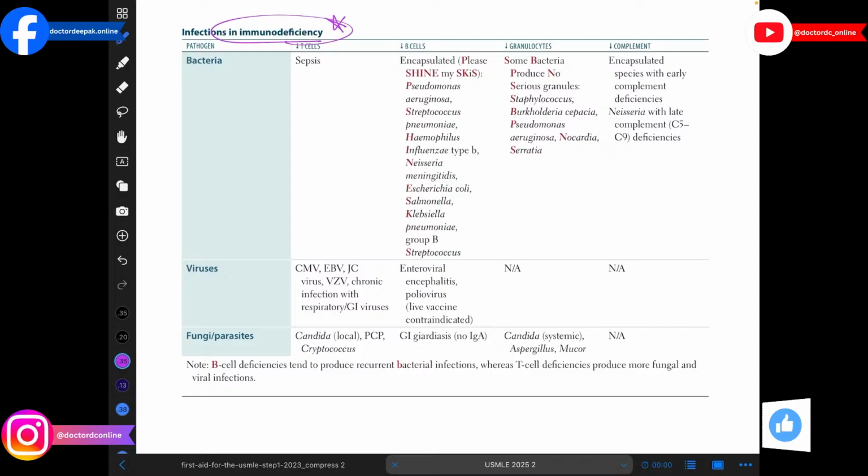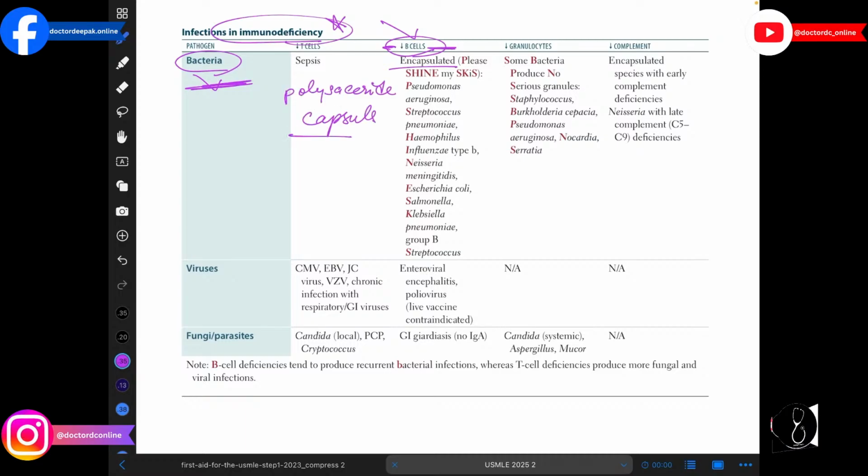In which condition is the patient more prone, having more risk for bacterial infections? Obviously, when the B cell level decreases, there will be a high risk of bacterial infection. Most commonly, which bacteria? Encapsulated bacteria. And what are encapsulated bacteria? Bacteria that are surrounded by a polysaccharide capsule. Those are encapsulated bacteria.